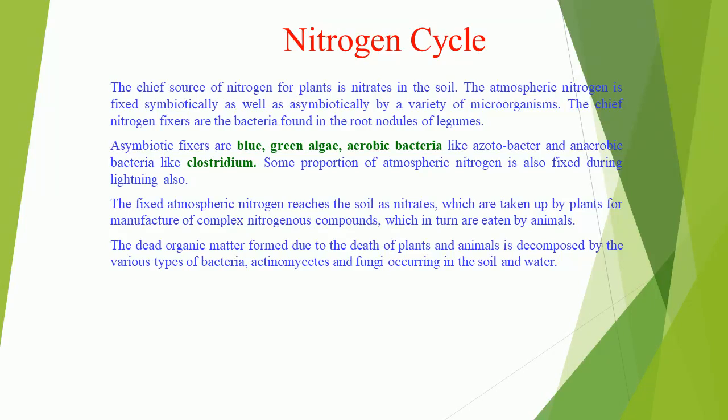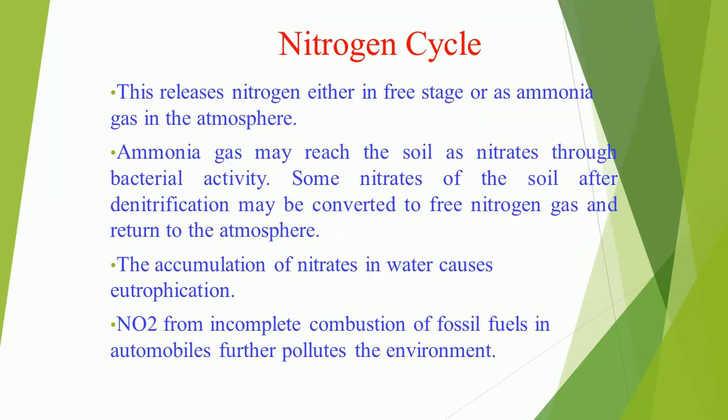The dead organic matter formed due to the death of plants and animals is decomposed by the various types of bacteria, actinomycetes, and fungi occurring in the soil and water. This releases nitrogen either in free state or as ammonia gas in the atmosphere. Ammonia gas may reach the soil as nitrates through bacterial activity. Some nitrates of the soil after denitrification may be converted to free nitrogen gas and returned to the atmosphere.